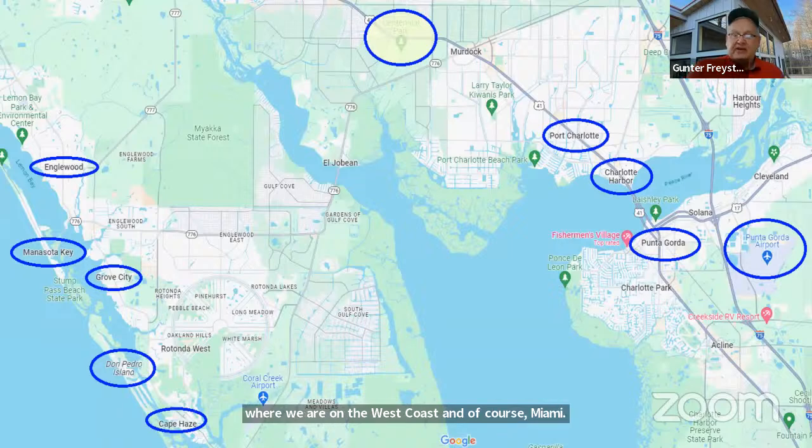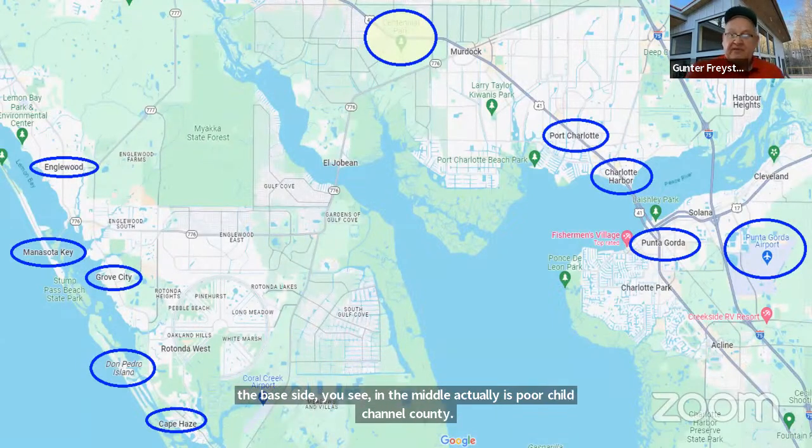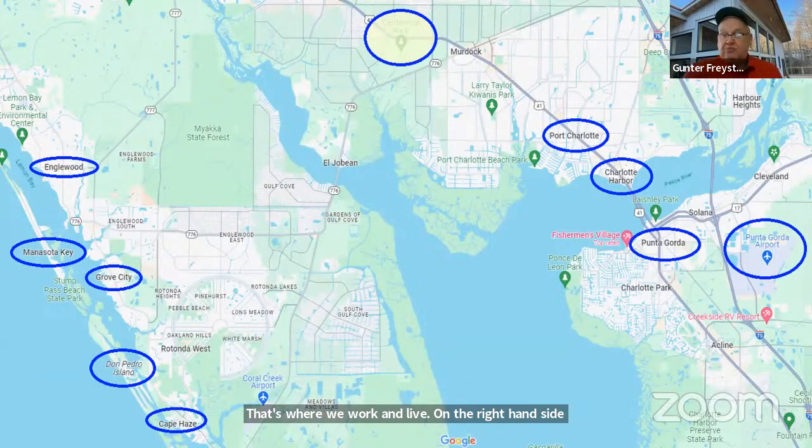When you look on the west side, you see in the middle actually is Port Charlotte, Charlotte County. That's where we work and live. On the right-hand side, you see Punta Gorda. Many people can fly in with Allegiant Air today to Punta Gorda. And then you have Port Charlotte.